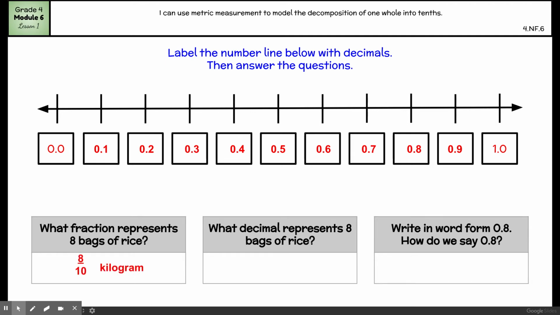What decimal represents 8 bags of rice? Oh, well, that is right there. And it looks like this, 8 tenths of a kilogram. And then, friends, you were supposed to write this number. How do we say this in word form? This is 8 tenths. If you say it, you're going to be able to write it in word form, 8 tenths.